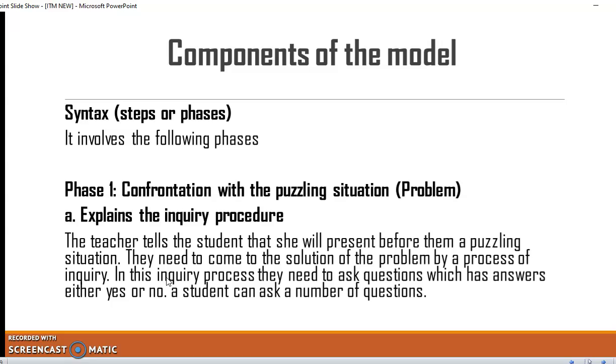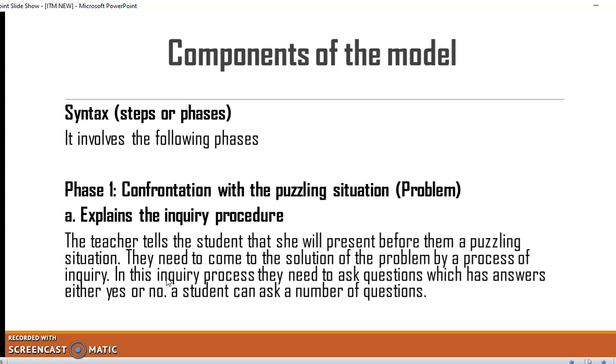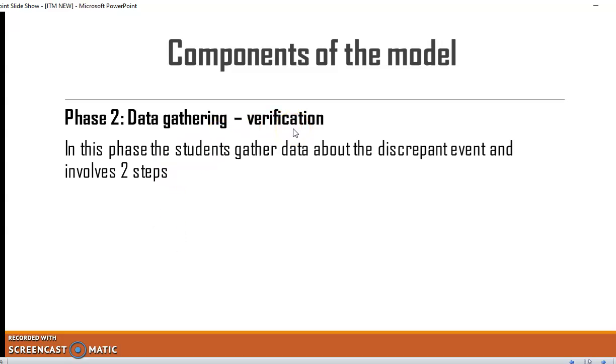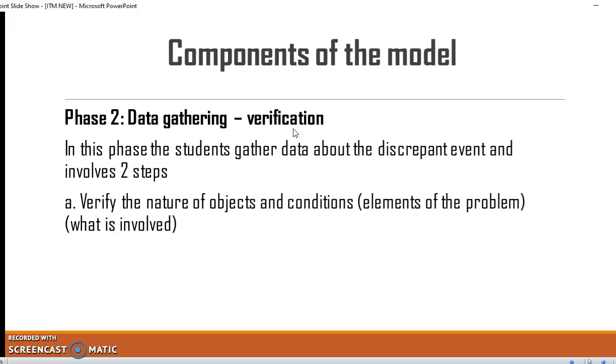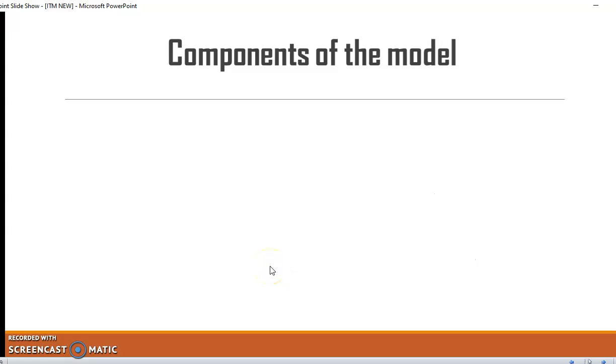saw phase one, that is confrontation with the puzzling situation, which includes explaining the inquiry process and presenting the discrete event. Then phase two, which is data gathering, verification, which again involves two steps: verifying the nature of objects and verifying the occurrence of a discrete event.